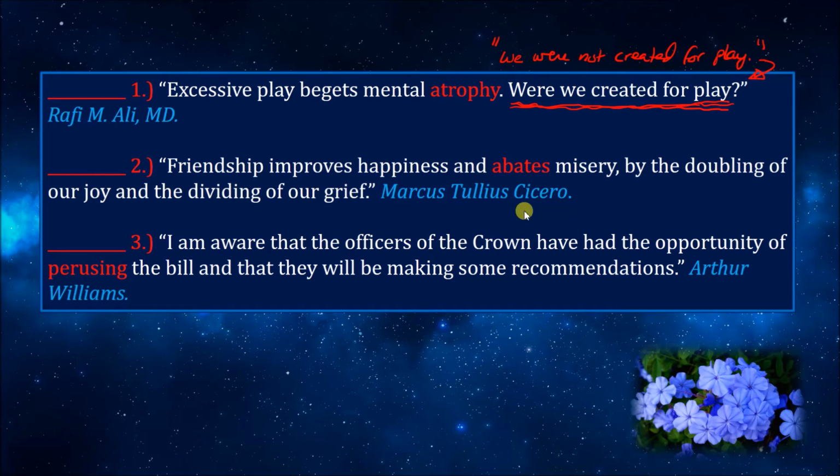Next, number 3. I'm aware that the officers of the Crown have had the opportunity of perusing the bill and that they will be making some recommendations. Arthur Williams. I don't know, this word perusing is not in the list, but I must have come across this statement somewhere, so I just put it in here. Perusing is to read carefully. So they're just saying, I'm aware that the officers of the Crown have had the opportunity of reading carefully the bill, the law, and that they will be making some recommendations.